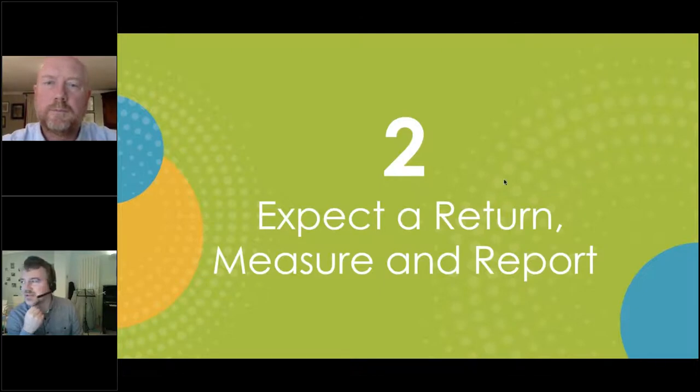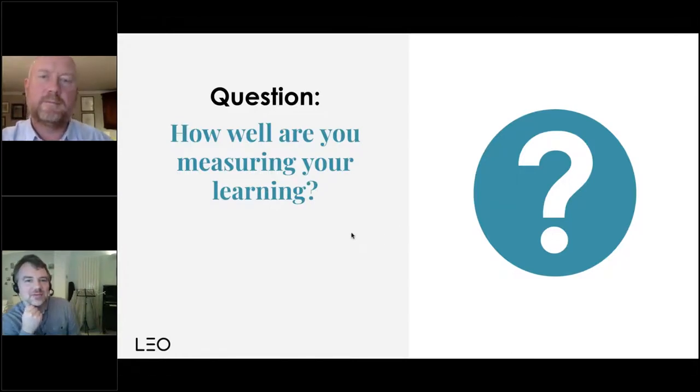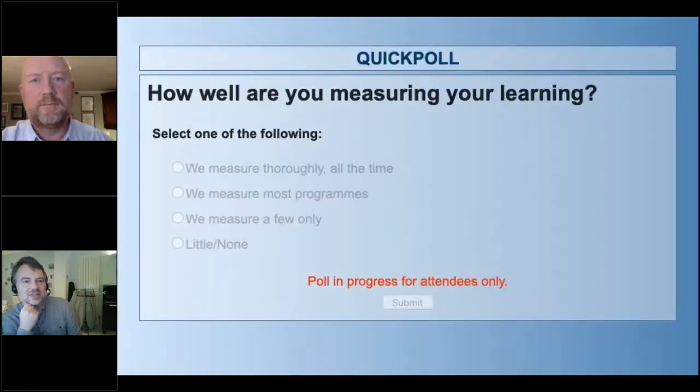So with that in mind, we're going to ask the unpopular question, but we would like to know right now how well you think you're measuring your learning. So the poll's up now. The options here, are you at the top there? Do you measure everything thoroughly all the time? Do you have measurement on most programs, most things you do? Or maybe just measurement something you do on selected programs or courses? Or would you just fairly describe it as little or no measurement?